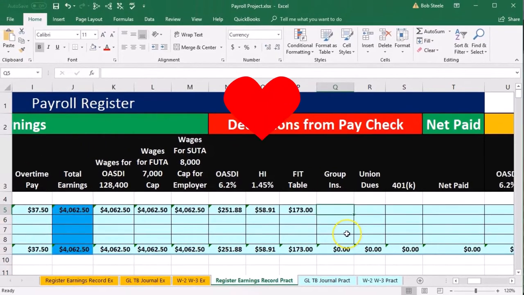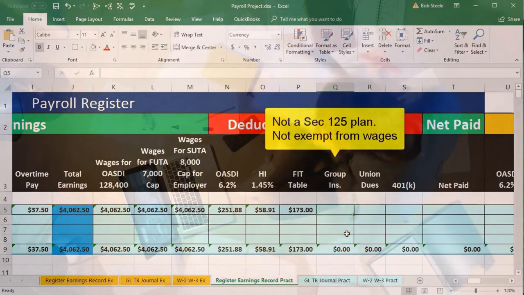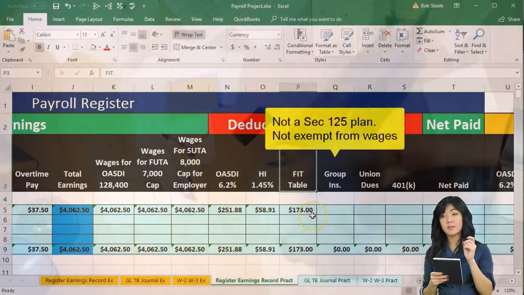Okay, so those are the taxes we're going to deal with, and we're not going to deal with state income taxes. They could differ. Some states won't have taxes. Some states will have different taxes. In terms of SIT, it might follow the federal income tax.